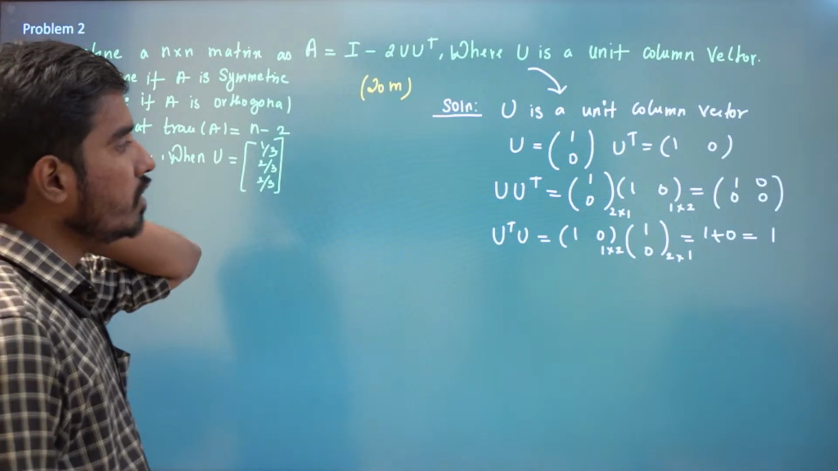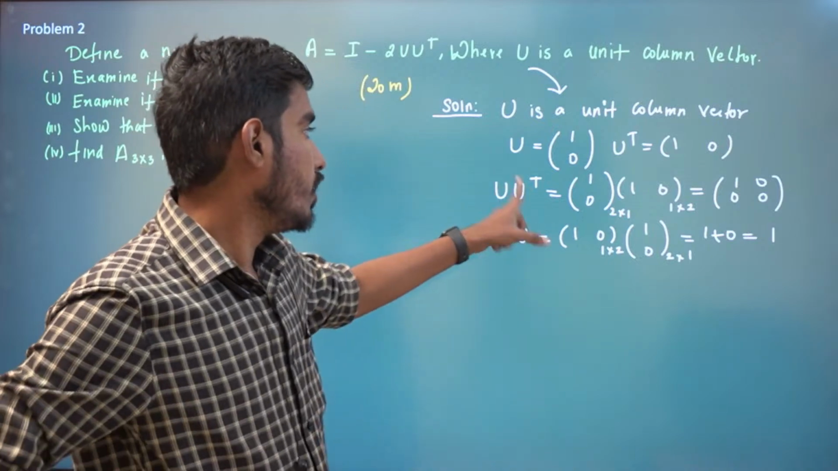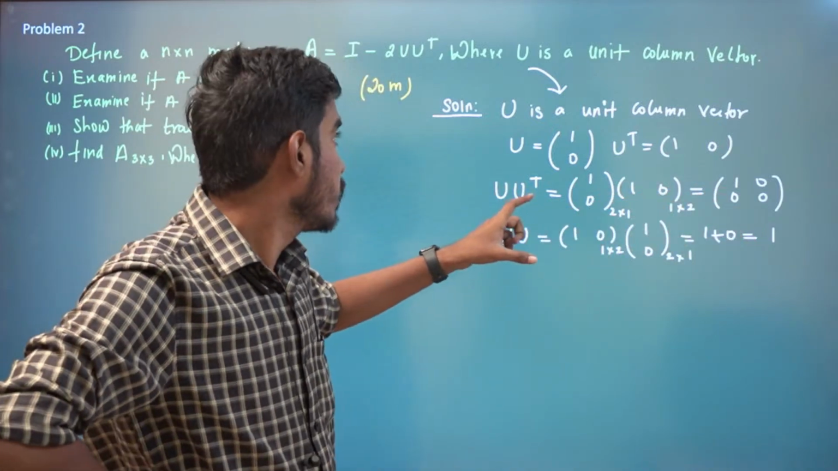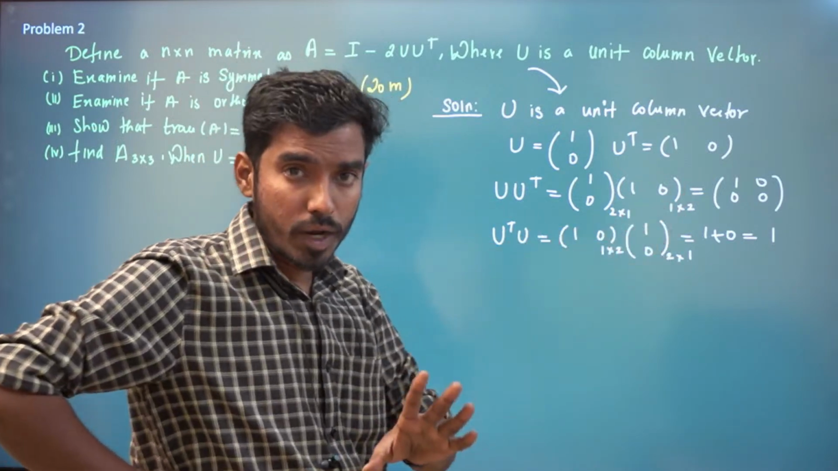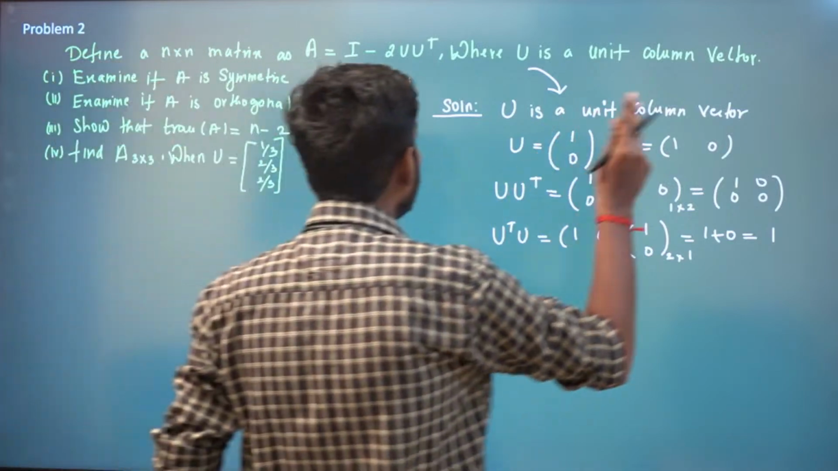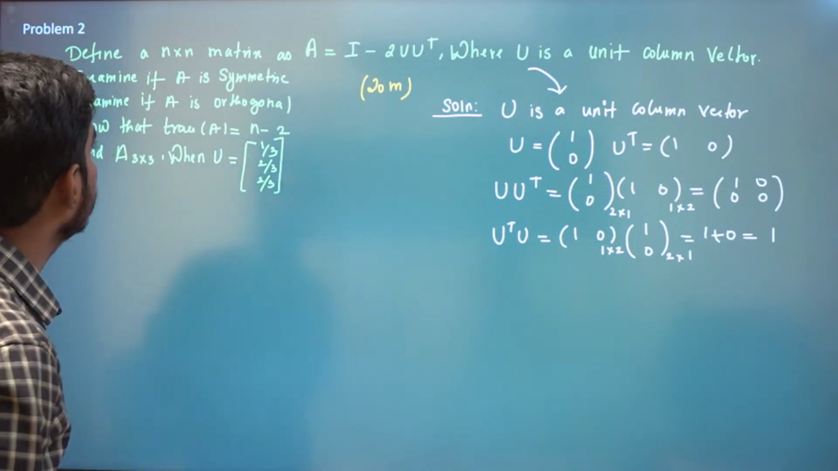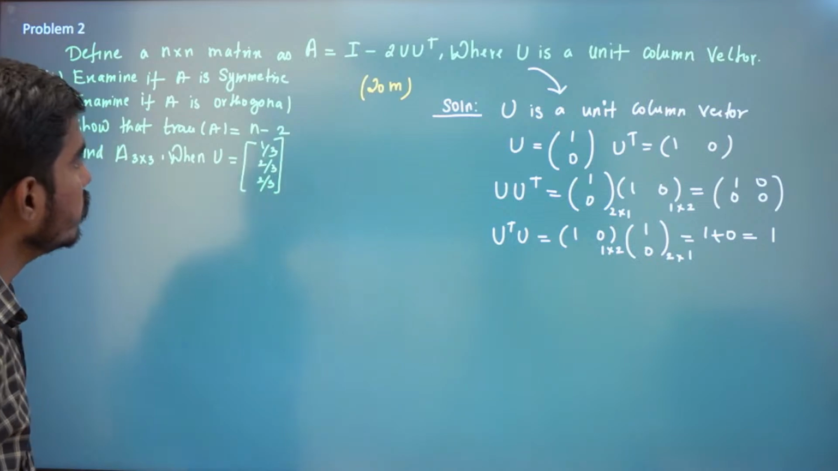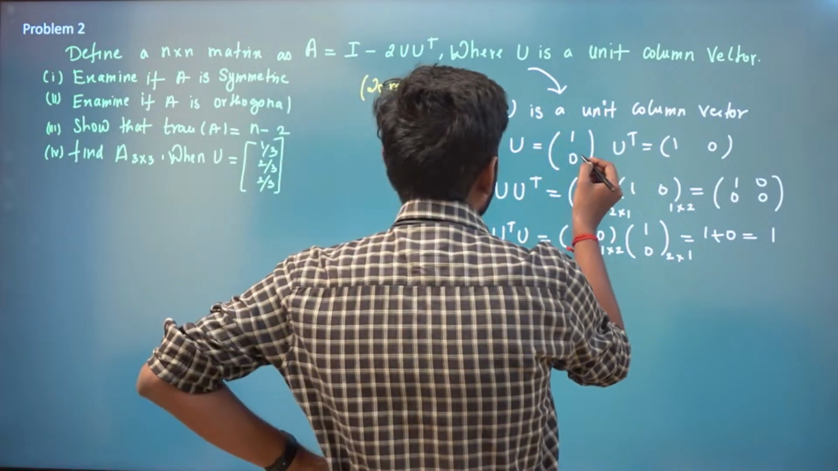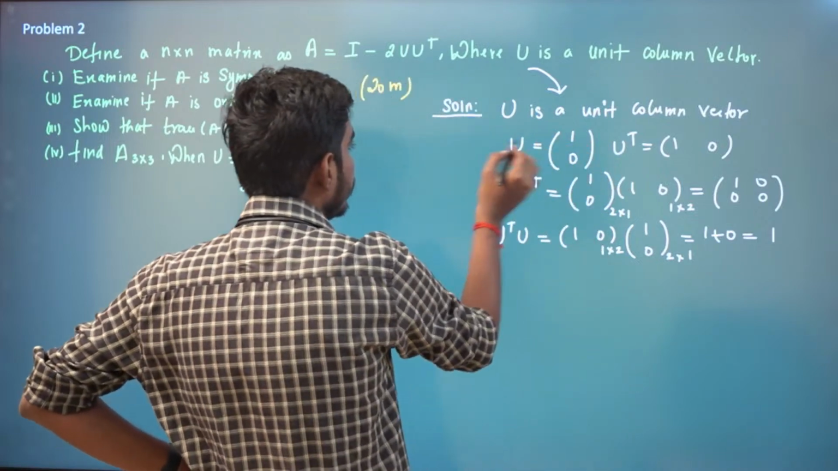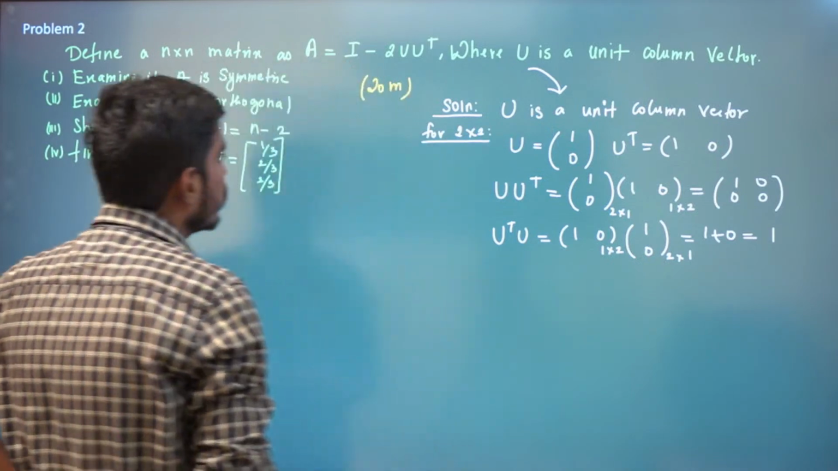Okay. So what we infer is, if u is a unit column vector, then u into u transpose is given by this 2 by 2 matrix, and u transpose into u is given by 1. But here we define an n cross n matrix A where u is a unit column vector. Actually, this is for u a unit column vector, and this is for 2 by 2.